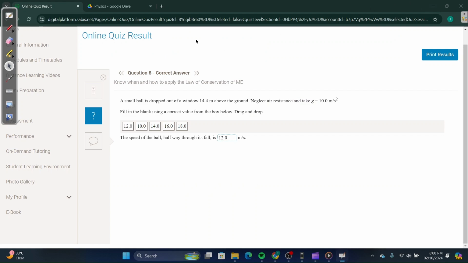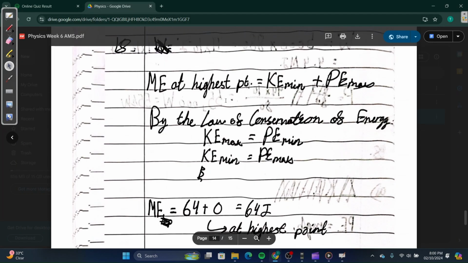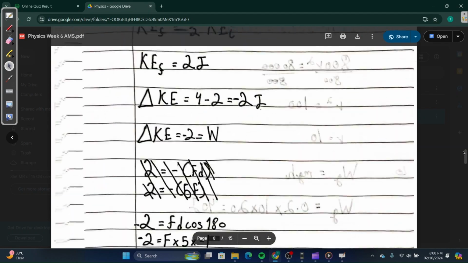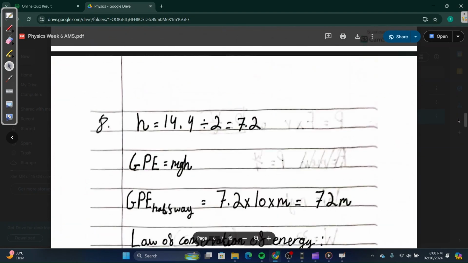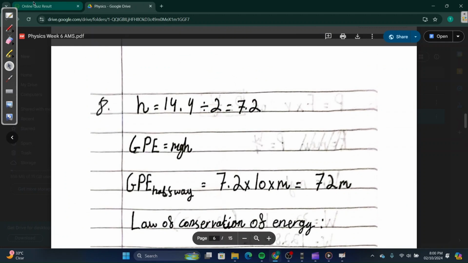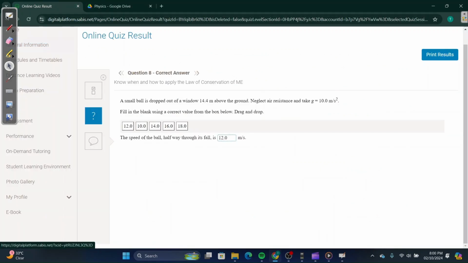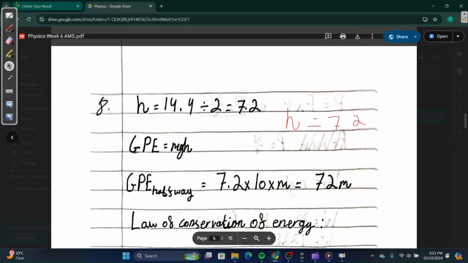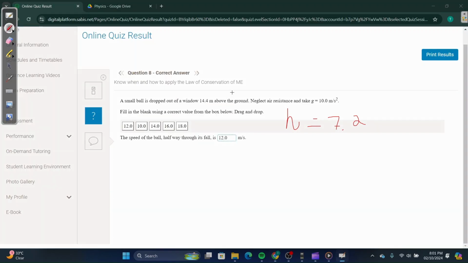So, the speed of the ball, let's go all the way back to question 8. The halfway point is introduced now. So, halfway through its fall, the halfway height is equal to 14.4 divided by 2, which is 7.2. Let me make sure that's correct. 7.2, yes. Now, GPE equals mgh, you know that.